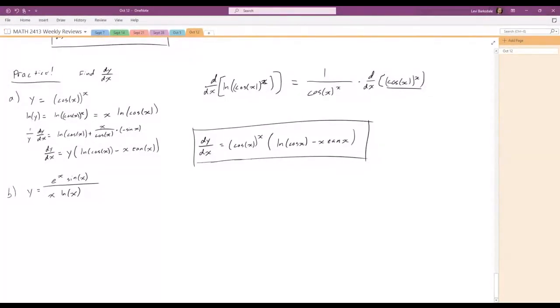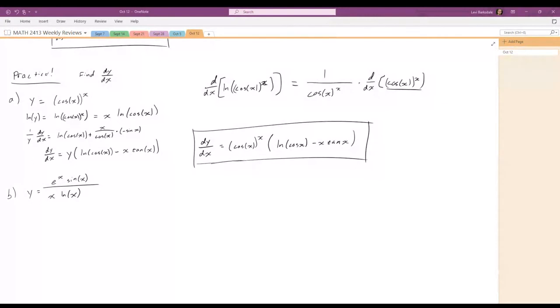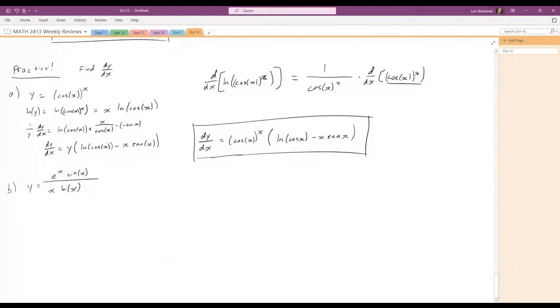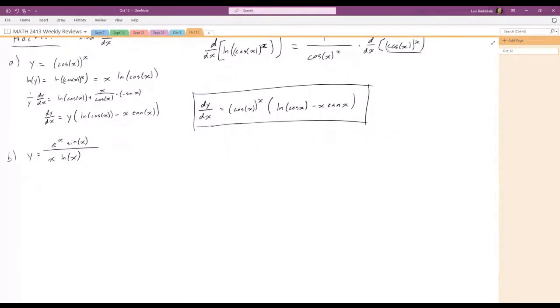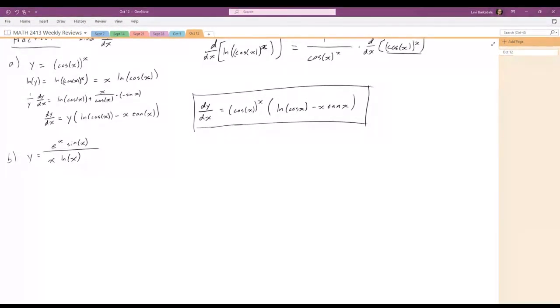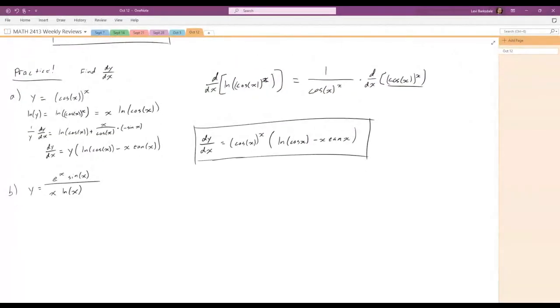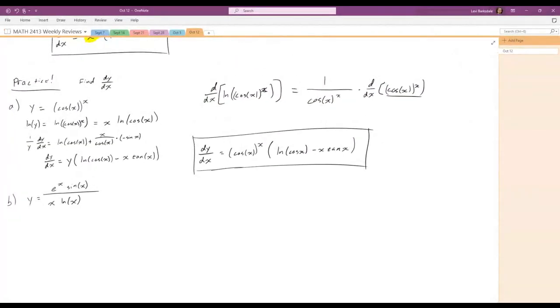Perfect. Any questions with that one? All right. So for the second one, it's a bit different. Oh, question. Is it wrong if we leave y as y? It would be considered bad form because you're explicitly given a y equals equation here.